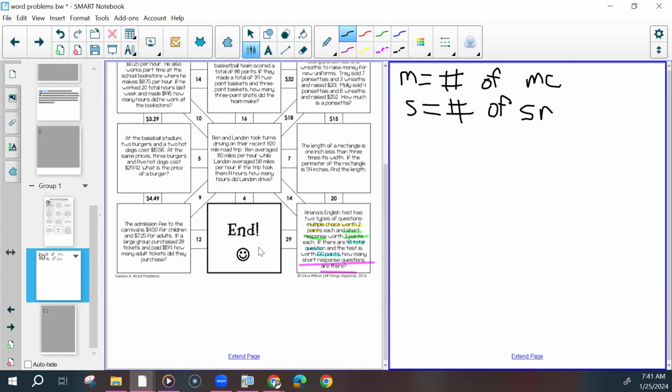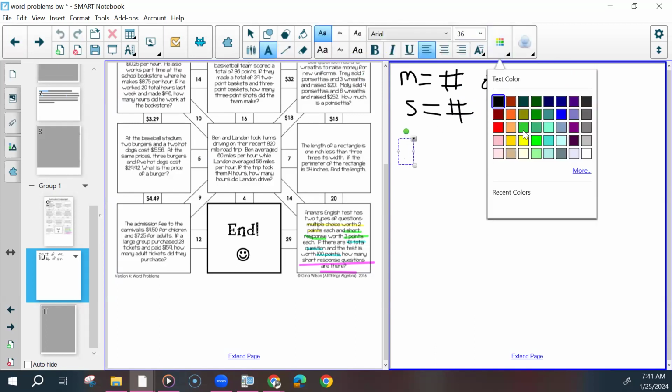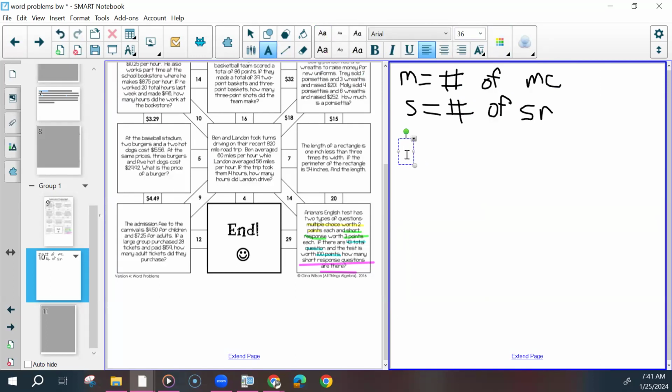Right, and then what would our two equations look like? I'm going to type that. Or what would at least one of them look like? We have four numbers. Plus 3s equals 100.